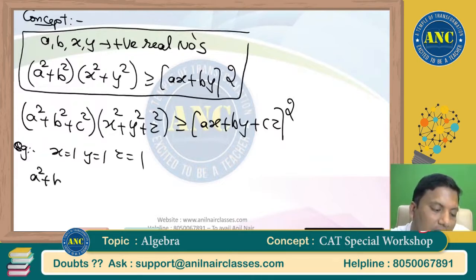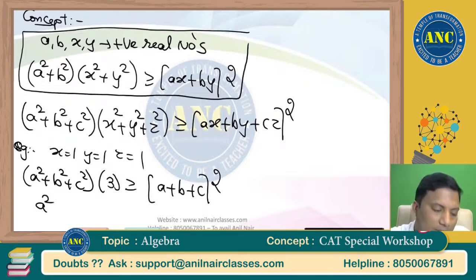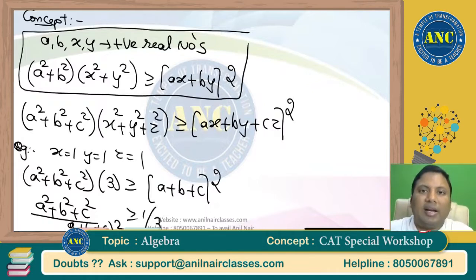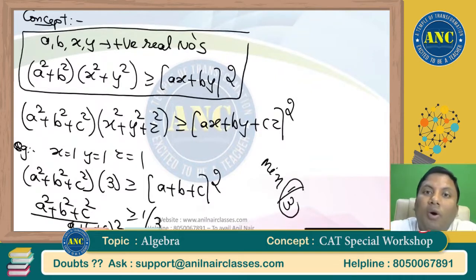So this will become (A square plus B square plus C square) into 3 greater than or equivalent to (A plus B plus C) whole square. So these are nothing but (A square plus B square plus C square) divided by (A plus B plus C) whole square greater than or equivalent to 1 by 3. That means what is the minimum value of (A square plus B square plus C square) divided by (A plus B plus C) whole square? Minimum value will be 1 by 3. I hope it is clear.